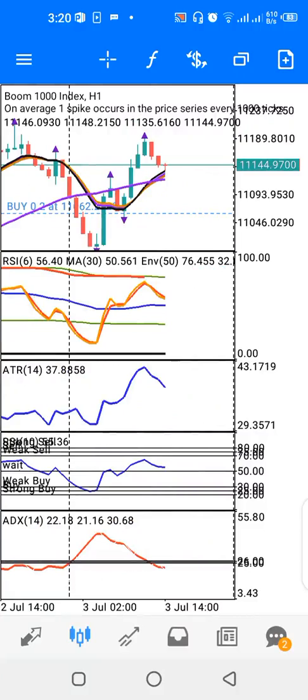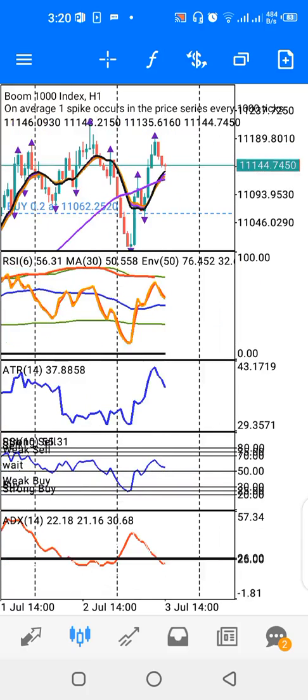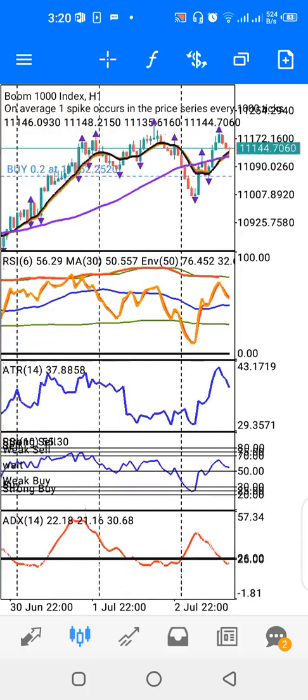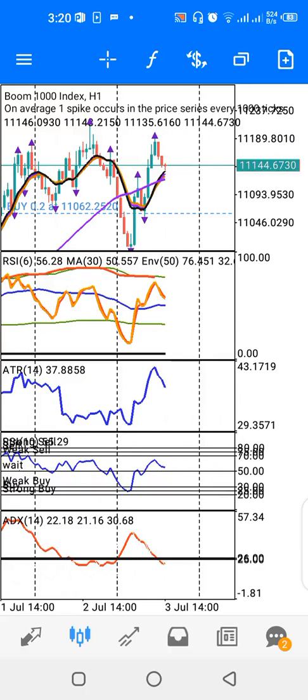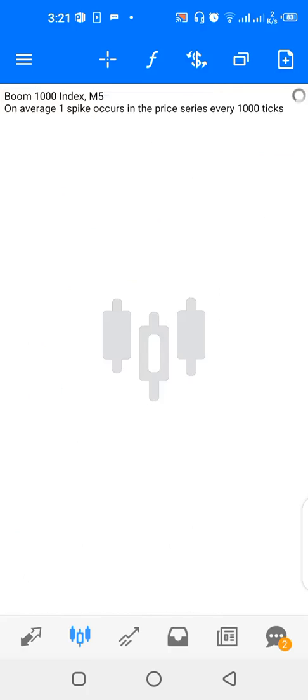Today we'll be looking at how you can trade Boom 1000 index. Currently I have Boom 1000 index on my screen, and price is buying. I'm also buying. But currently price is retracing in the last couple of hours, and I expect price to continue to buy. We'll be looking at how you can trade this on the 5 minutes time frame.